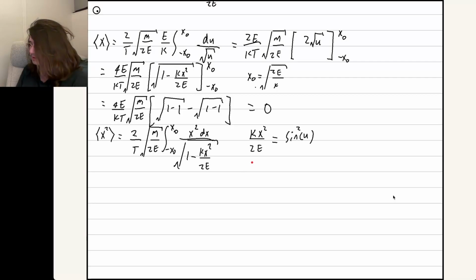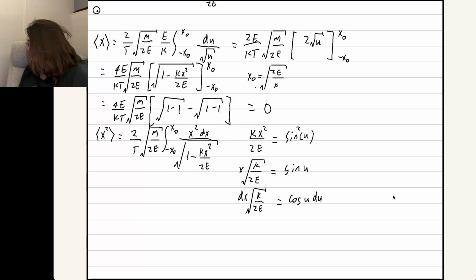So we'll take the square root first. So we'll have root k over 2e times x, and this is sine of u. And then the derivative of that is just this constant root k over 2e dx equal to cosine u du. Using this we can get a form for x squared, by the way, which is going to be 2e over k times sine squared u.